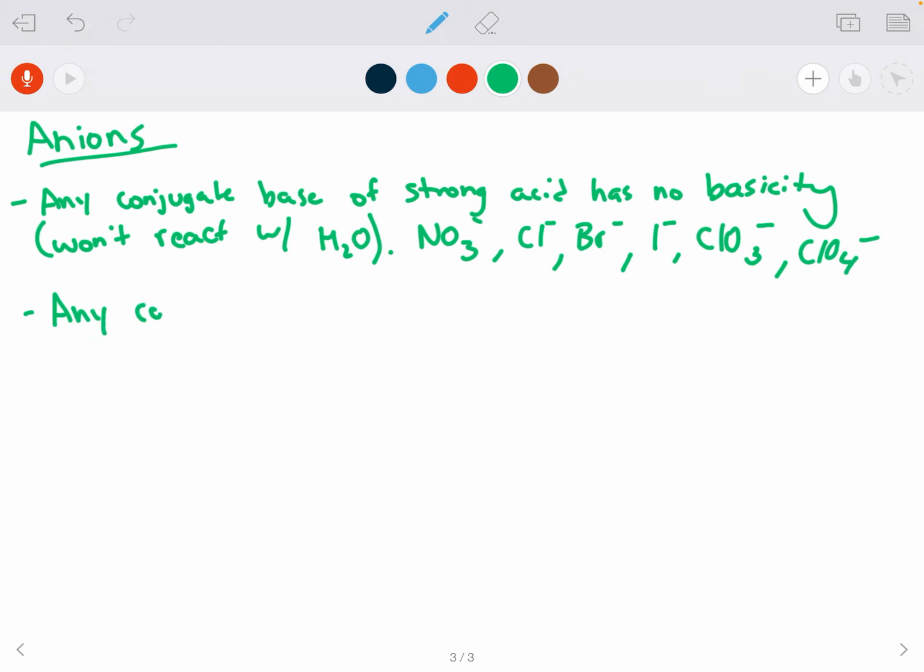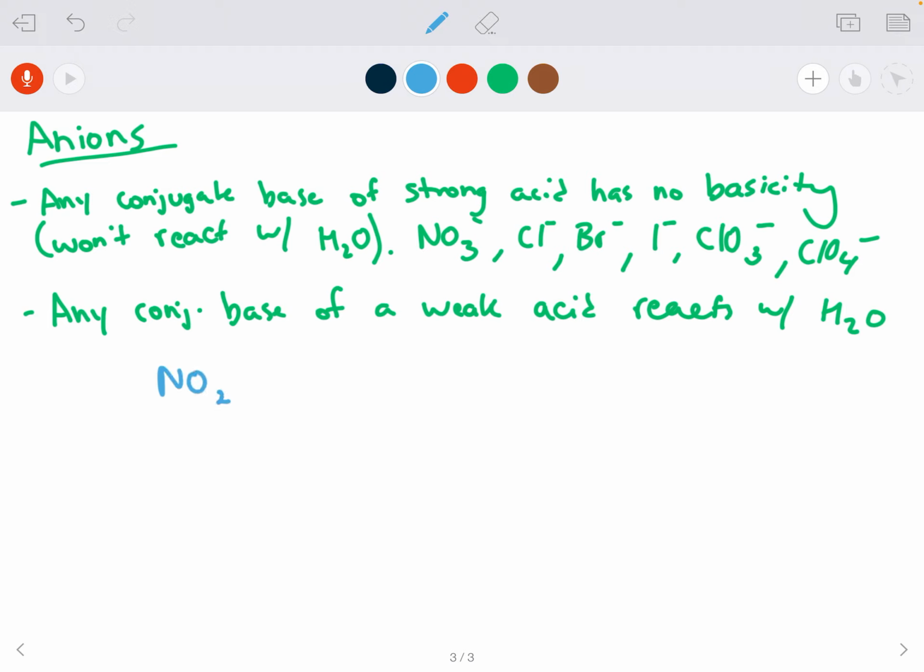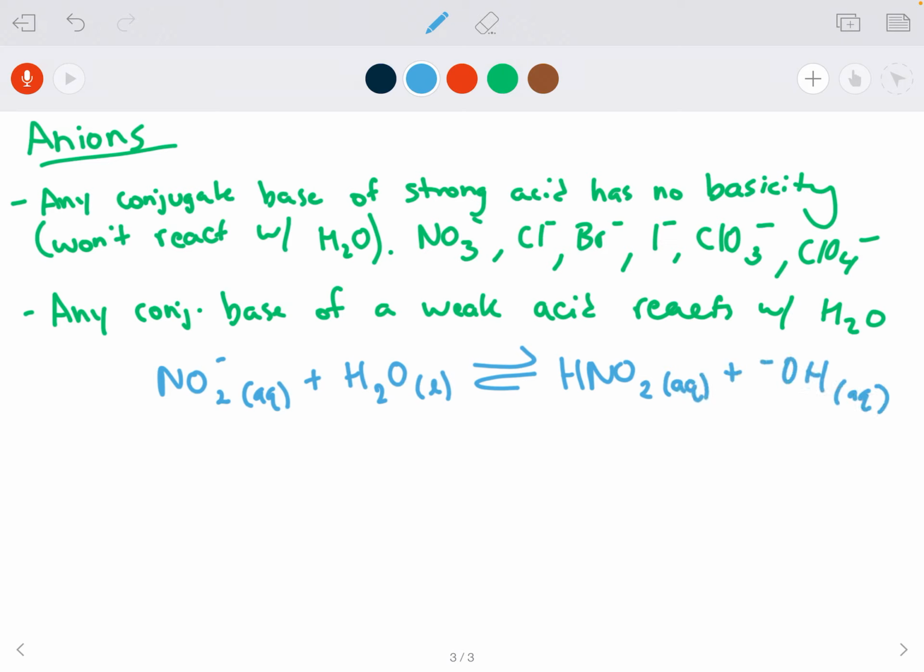Now that means any conjugate base of a weak acid reacts with water. So it has basicity. So an example here, if I've got NO2 minus plus water, I'll get HNO2 and then OH minus. So I formed hydroxide here, and that's the reason I have a basic solution with the anions.